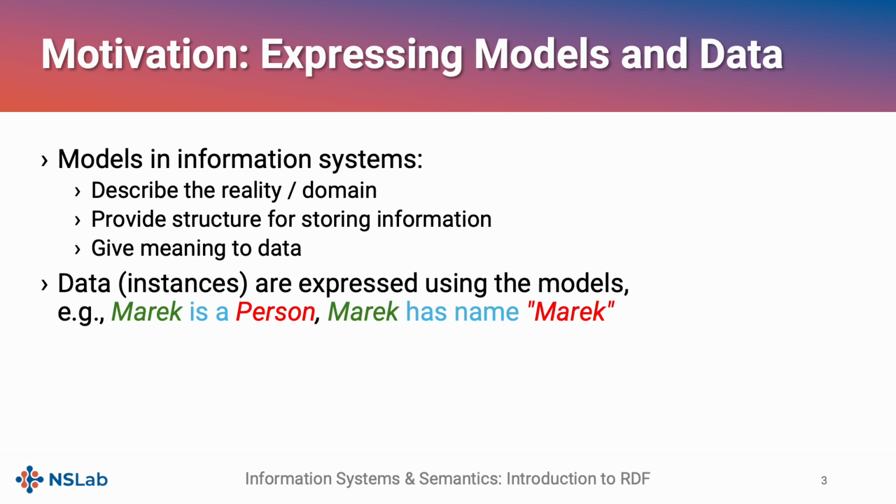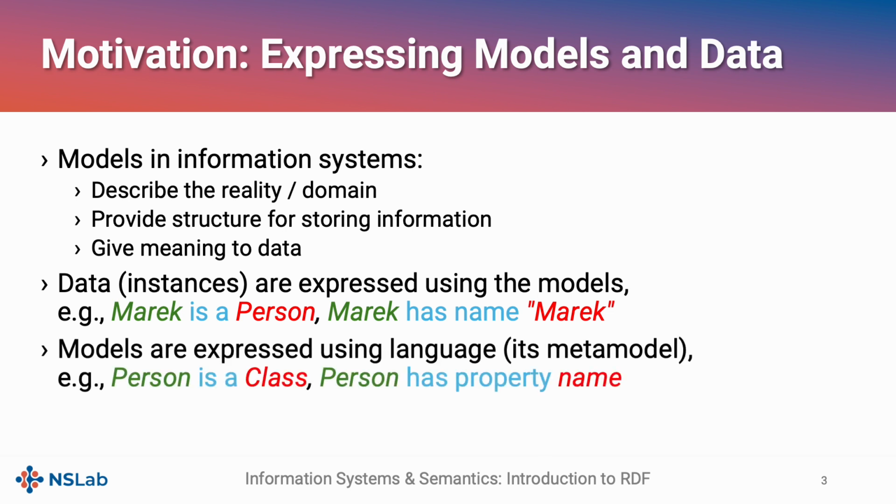Data or instances are expressed using a model. For example, in this case, that Marek as a person has name Marek, some string value. And this can be done because we have some model expressed using some language, or more precisely meta model. In this case, saying that person is a class and has property name. We could use, of course, a different meta model, for instance, saying that person is a data element and has some field name.